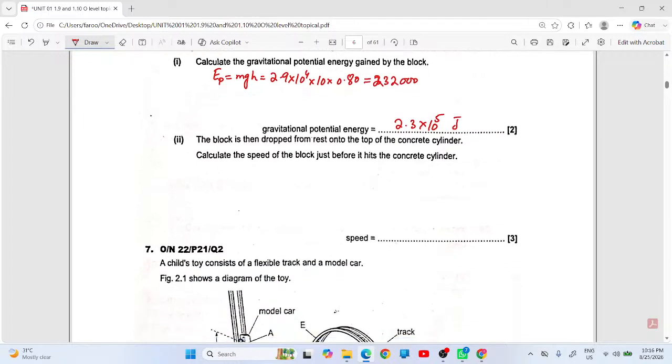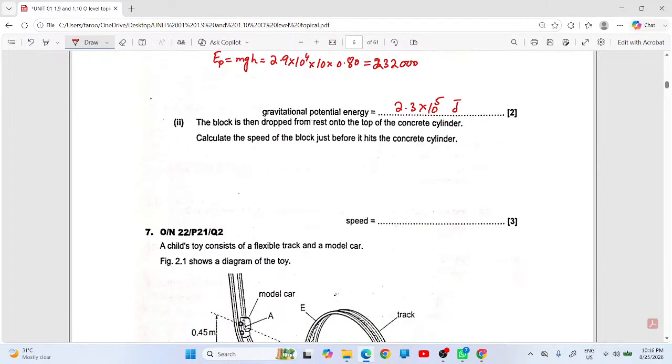Next, the block is dropped from rest onto the top of the concrete cylinder. Calculate the speed of the block. So change in potential energy is equal to gain in kinetic energy. Loss in potential energy equals gain in kinetic energy. Loss in potential is mgh. Gain in kinetic is half mv squared.